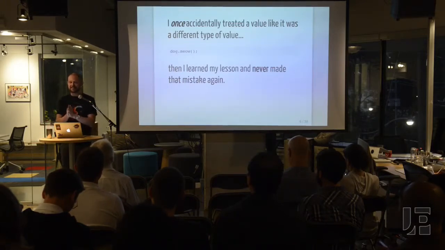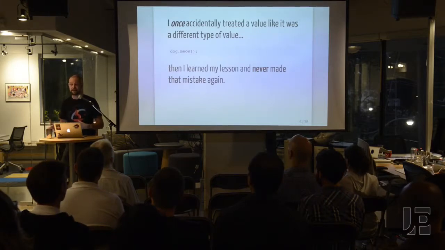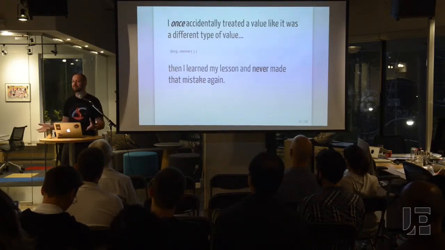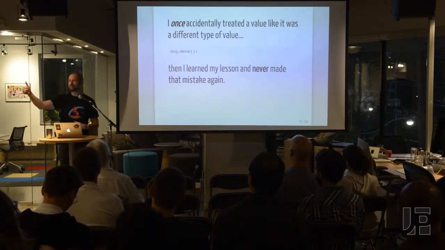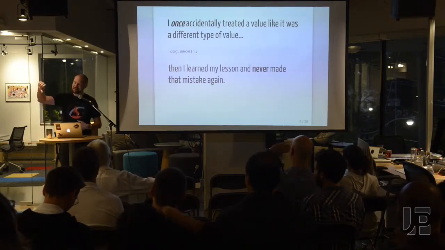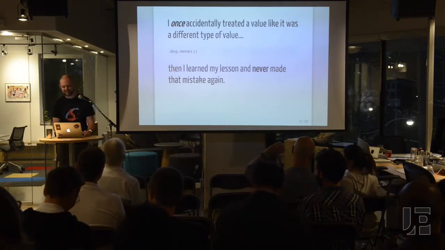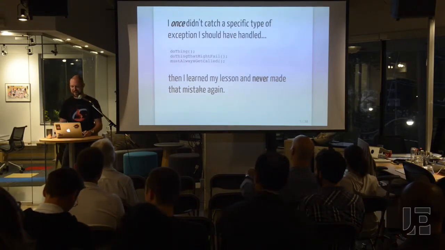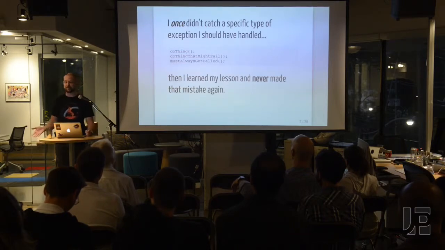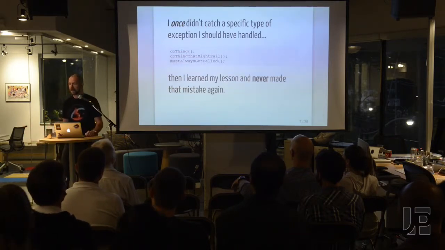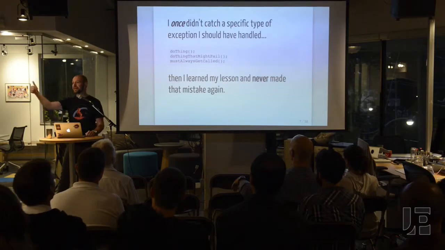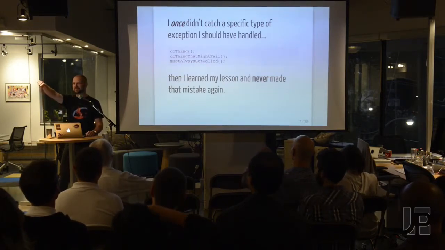Okay, here's another one. I once accidentally tried treating a value like it was a different type of value. I tried making a dog meow. But then I learned my lesson, and I never made that kind of mistake again. Who thinks I never made that kind of mistake again? Okay, maybe. Smart bunch. Okay, I once, again, only once, didn't catch a specific type of exception I should have caught. And then I learned my lesson. I never did it again. Thumbs up, thumbs down.